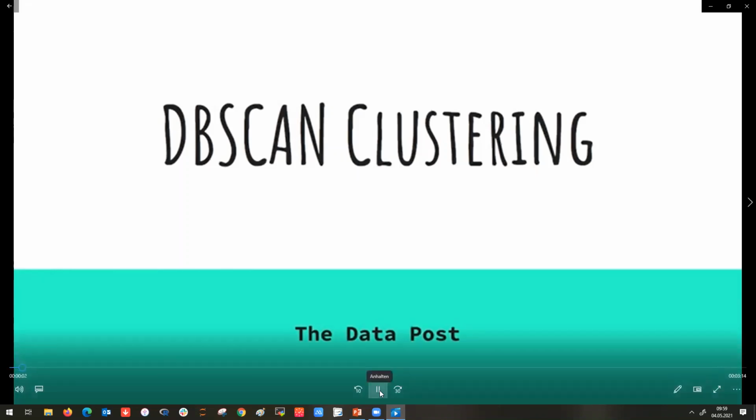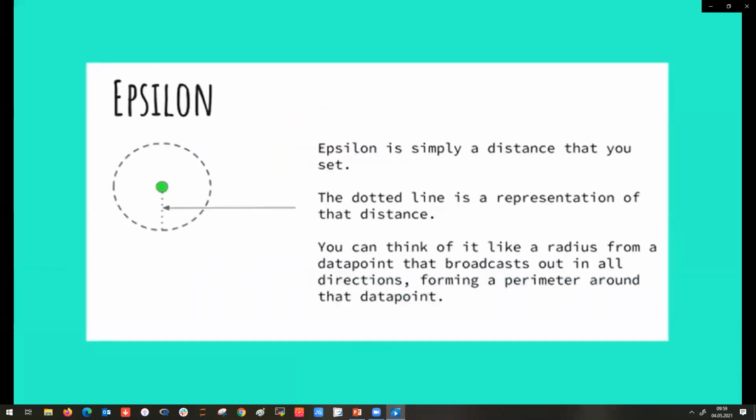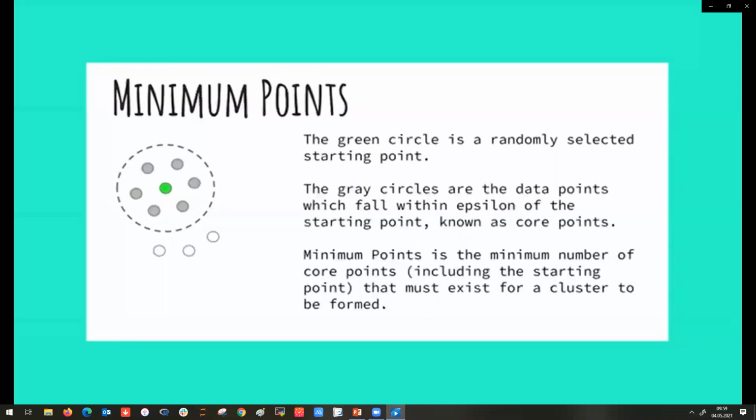DBSCAN is a clustering technique which can cluster any shape. It is a widely used algorithm and only relies on two parameters, epsilon and minimum points. Epsilon is a distance parameter. You can think of it like a radius from a given data point that broadcasts out in all directions, forming a perimeter around the data point. Minimum points is the second parameter you must specify. Before we get to that, I'll define two key terms.